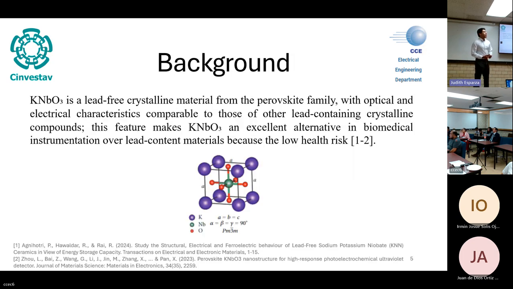Now let's talk about the background. This material, potassium niobate, is a lead-free crystalline material from the perovskite family, with optical and electrical characteristics comparable to those of other lead-containing crystalline compounds. This feature makes it an excellent alternative in biomedical instrumentation over lead-containing materials because of the low health risk.